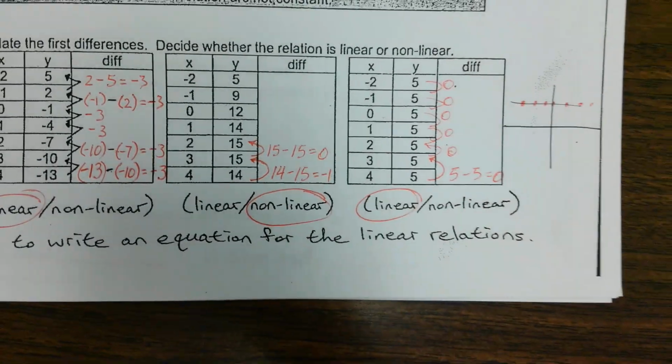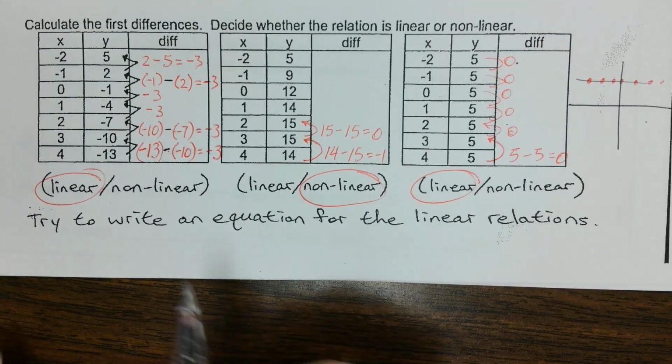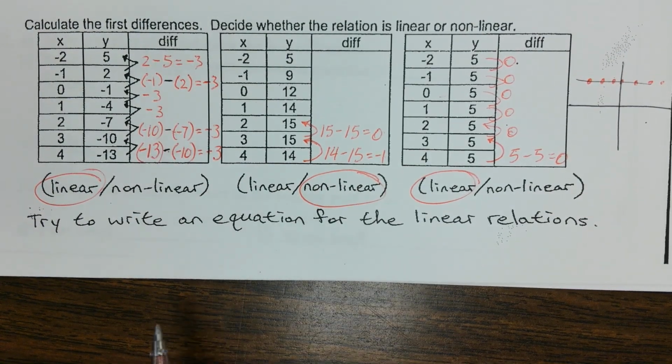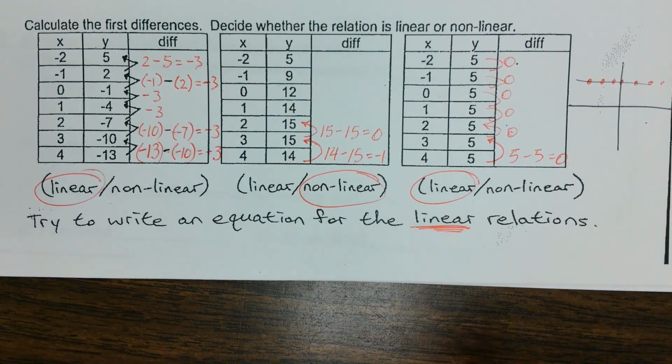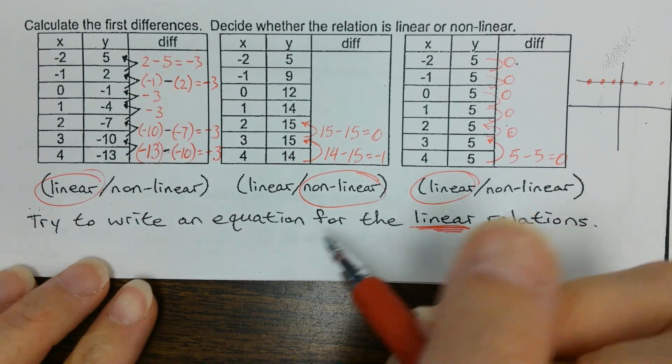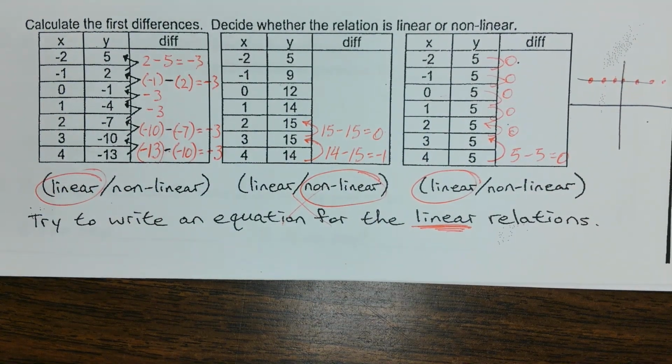So let's try to write an equation for these linear relations. For grade 9, you will only know how to write the equations of lines. So we cannot write for this one. We can write for these two.